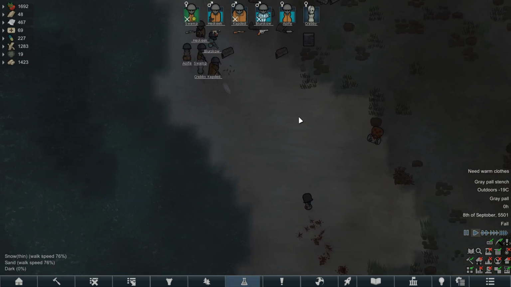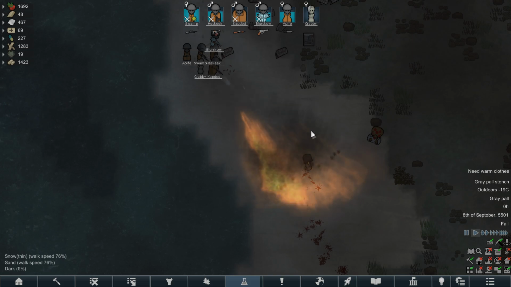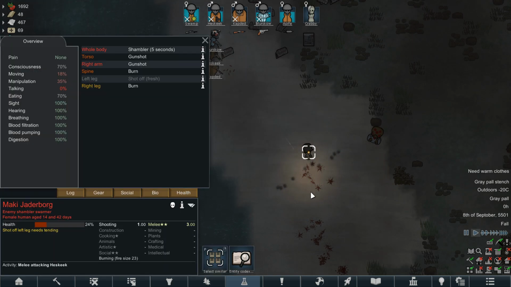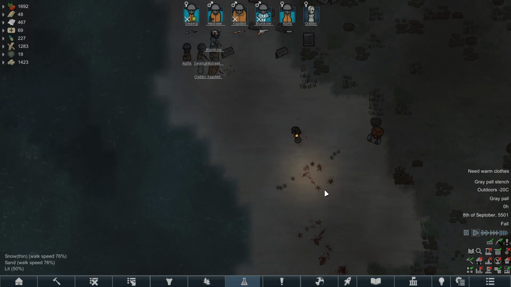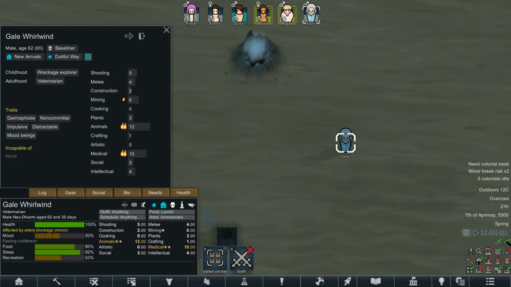You need to keep them as far away as possible from the dark, mysterious influences of the world, as they're only ever just a few steps away from completely losing themselves again. The 5 new traits that can be earned are germaphobe, non-committal, impulsive, distractible, and mood swings.